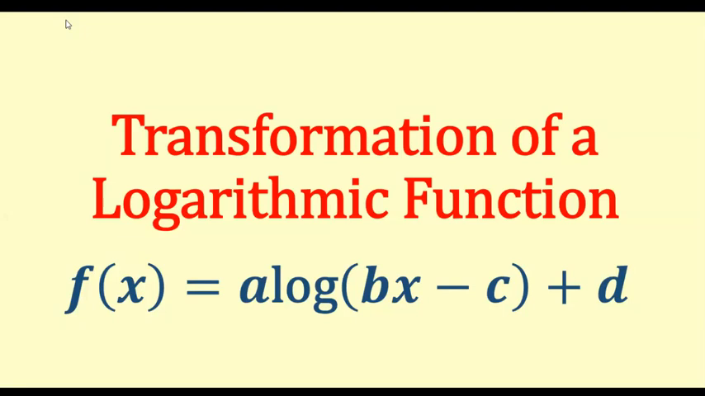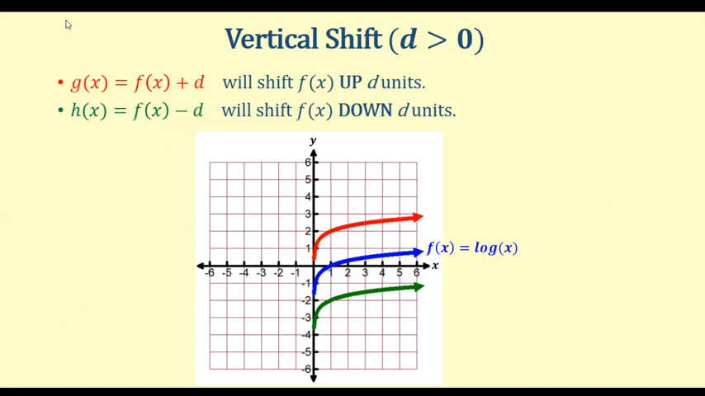Transformation of a logarithmic function. Here we have f of x is equal to a times log of b times x minus c plus d. We're going to talk about what each of those variables a, b, c, and d mean. So first we have a vertical shift.